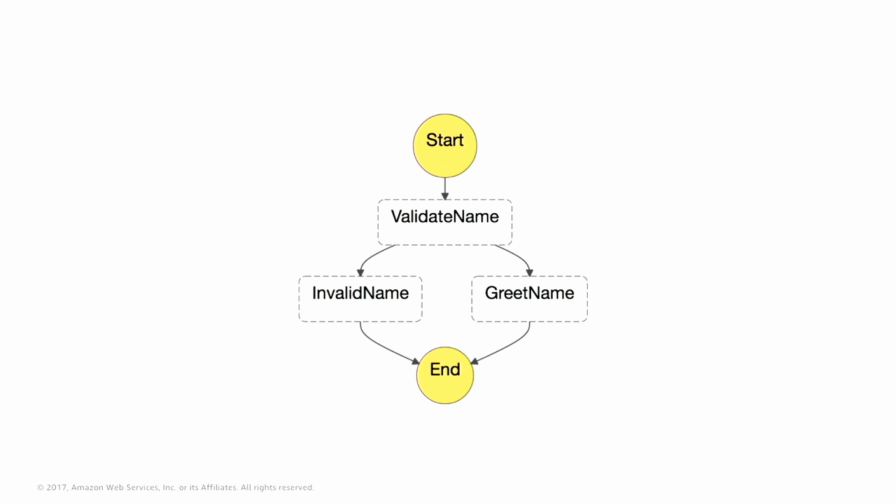Every other name fails. If the name is correct, then I say greeting with your name. Otherwise, I go to manage the invalid name. And then I can finish my state machine with the result. So these three points here, validate, invalid, and greet name, are three tasks that I'm mapping to Lambda functions.